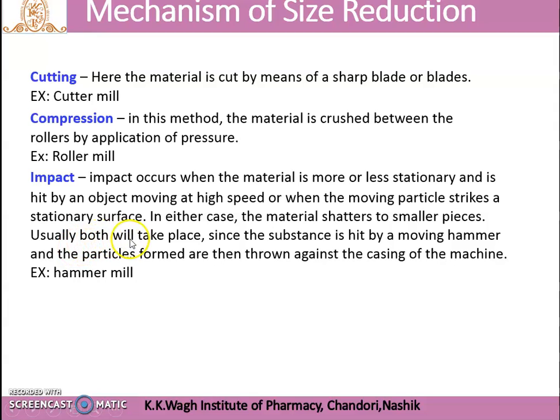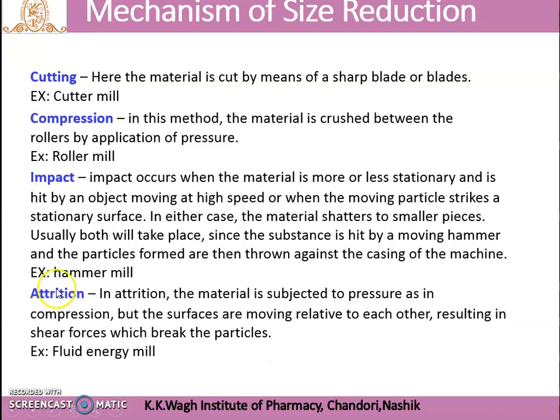Usually both will take place, since the material is hit by a moving hammer and the particles formed are thrown against the casing of the machine. This is the mechanism of impact. In impact, there is hitting with the help of hammers and the material can be crushed.